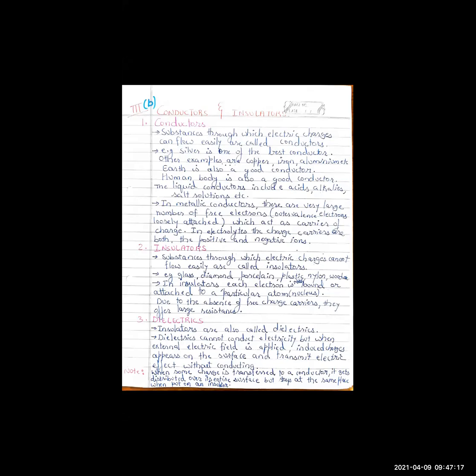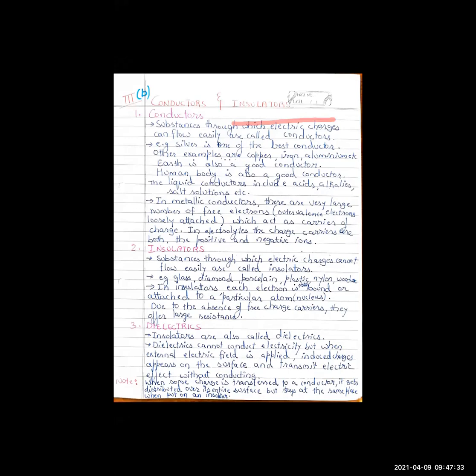Chalo. So now let's start with conductors and insulators. So children, conductors we have learnt in our lower classes. They are the substances, the materials which allow electric charges to flow through them, right? So this is nothing new. The best conductor is silver, and other examples are copper, iron, aluminium. Earth is a very good conductor, right? Human body, right? And in your class 8, you learnt about electrolytic solutions, the liquid conductors. They include acid, base, alkalis, and salt solutions, right?